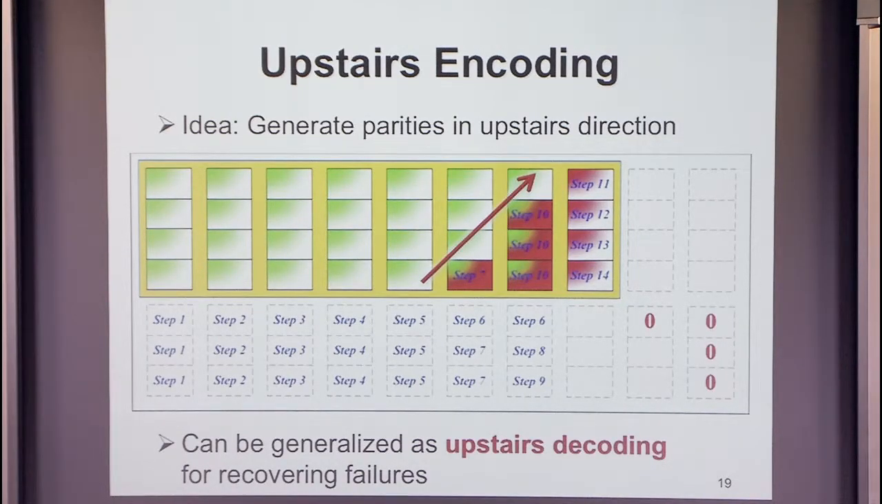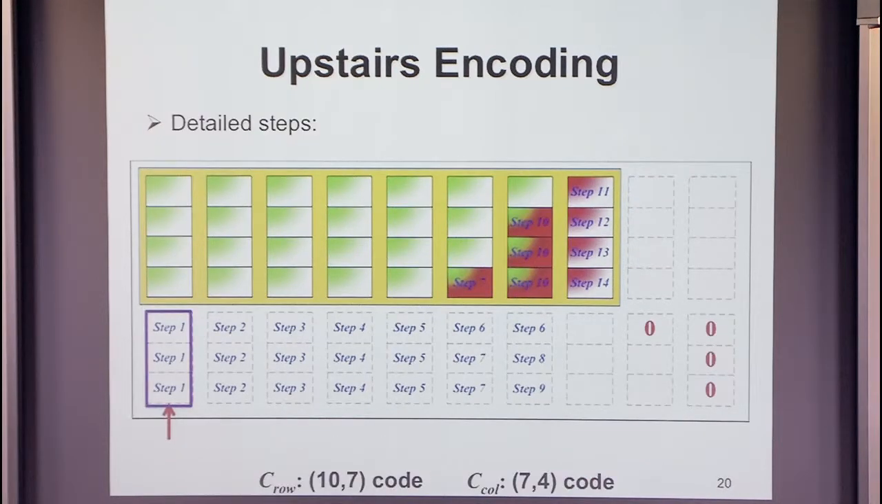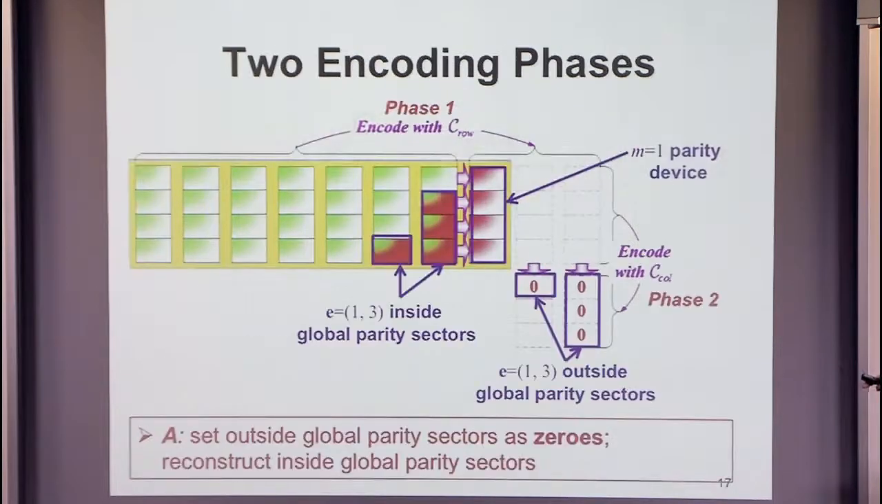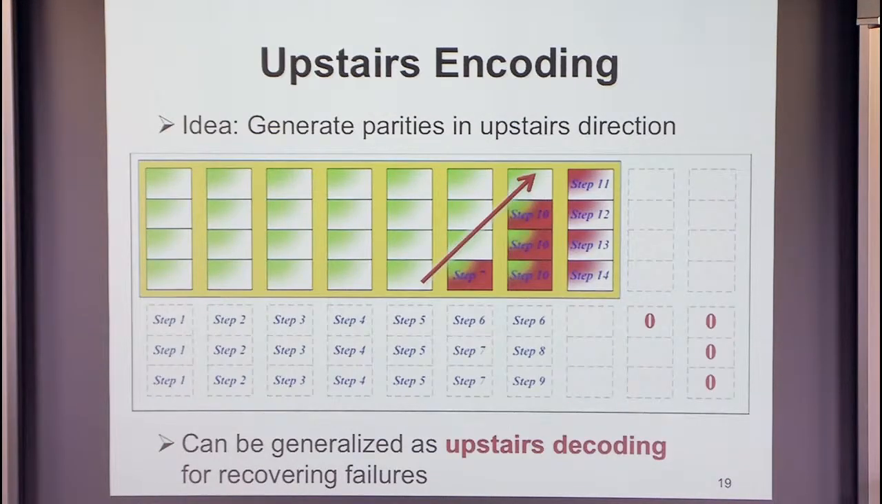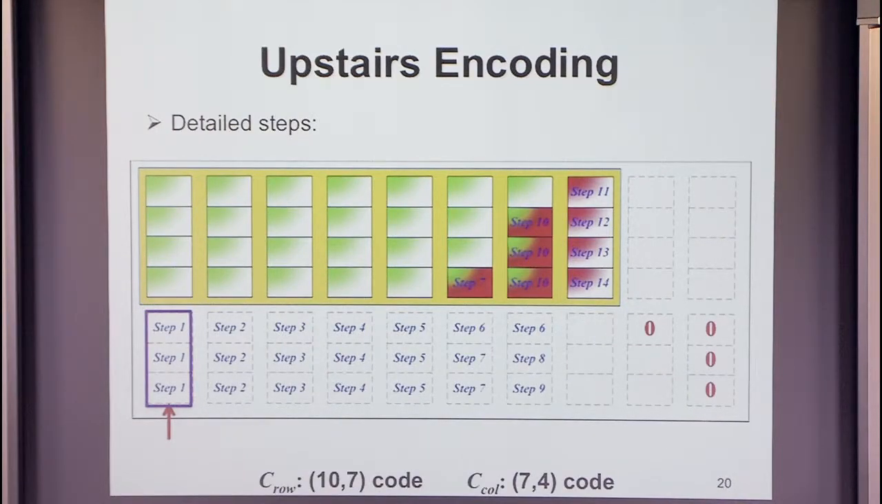So let's take a look at how these stair codes work. We first pick the C row and C column. In this example, that will be 10, 7, and 7, 4. So any 7 symbols, you can get all the 10 symbols. And for the column direction, any 4 symbols, you can get all the 7 symbols. Now, we start with the leftmost column. Because right now we have 4 symbols, you can generate all the other 3 in step 1. Step 2, you can generate the other 3, step 3, step 4, and step 5.